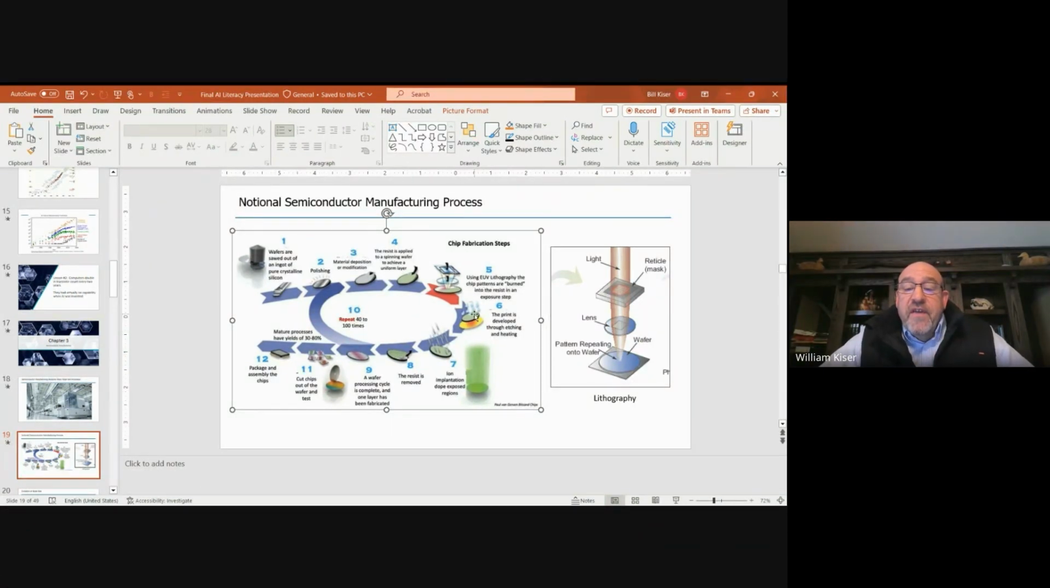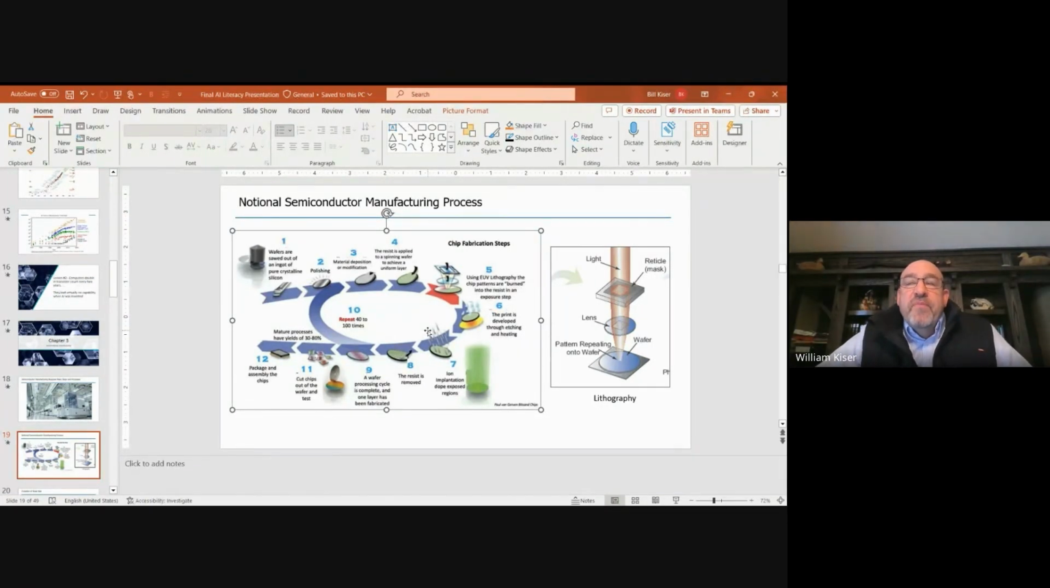So you do lithography, you remove whatever photoresist isn't there. You may have to do ion implantation. You may have to do etch, right? You take the resist off and you start all over again. You may do this 40 to 100 times to build a single device in the fab.